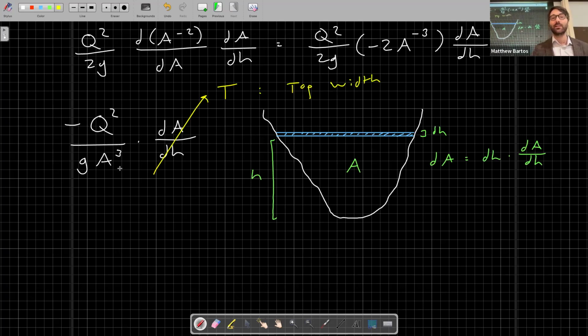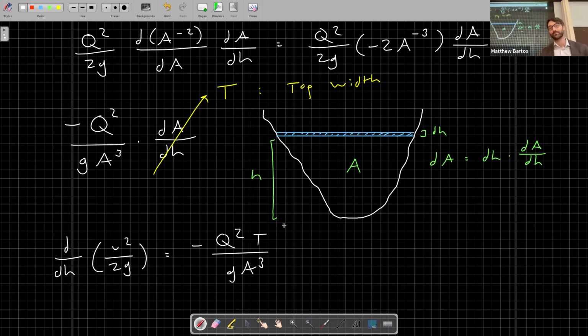So this is an important identity to remember in hydraulics and computational fluid dynamics. The change in area with respect to the change in depth is equal to the top width of your channel. So to summarize, d by dH of u squared over 2g is going to be equal to negative q squared times the top width divided by g A cubed. So let's put it all together. Okay, I have just enough time to finish here.